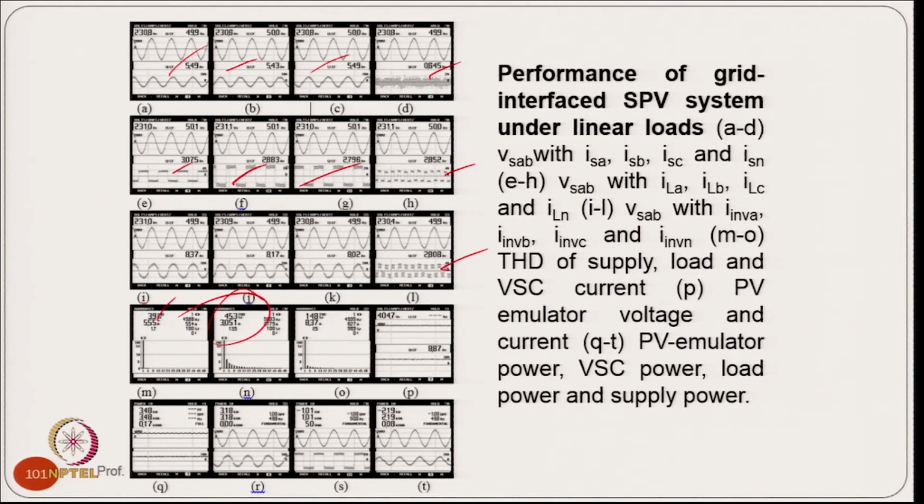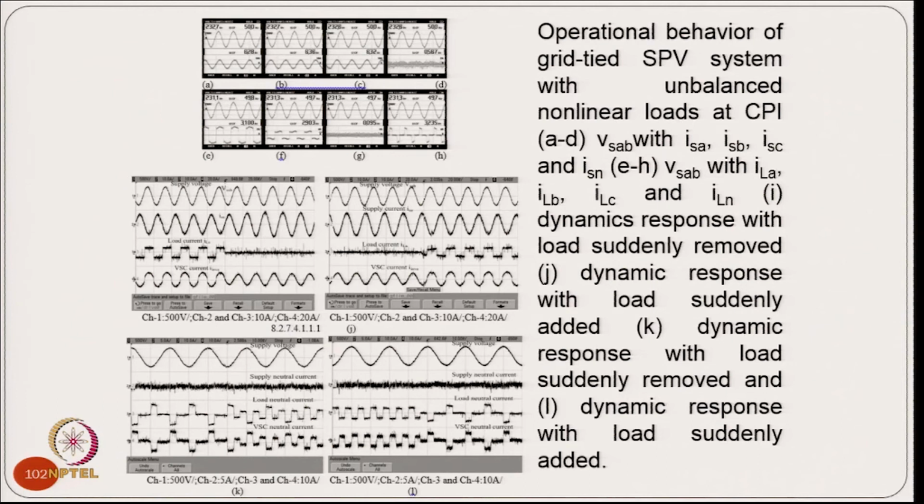And this is the typical case where the grid power factor is unity, even though the load has reasonable harmonics. So, that is the dynamic results.